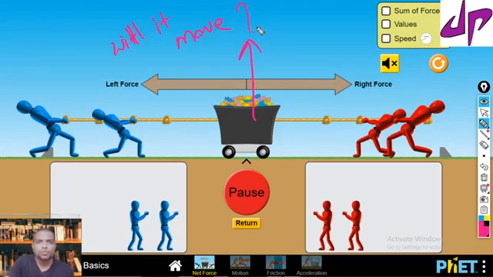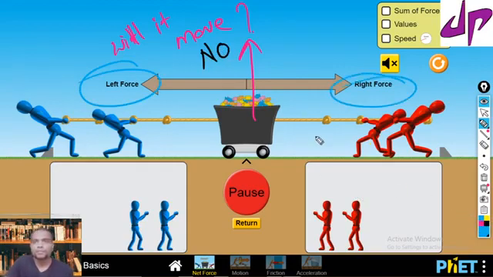Will it move? The answer is no. Why? Because the forces on the two sides are balanced. If the forces are balanced, then the cart won't move. So it won't move at all.